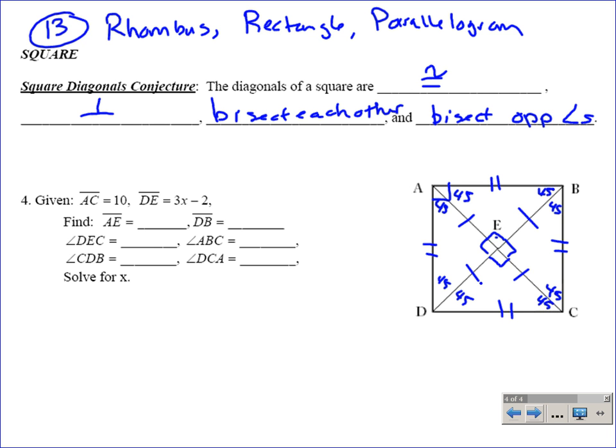AC is 10. So this entire length here is 10. Okay, so what do I know about these two small pieces? That's 5, that's 5, that's 5, and that's 5, right? Okay, it says DE, where in the world is DE? Oh, DE must be this. Let me do this in color. It says DE, this part here, is then 3x minus 2.